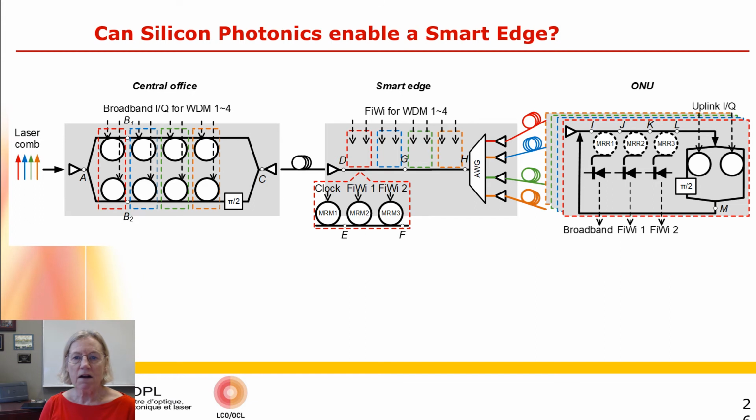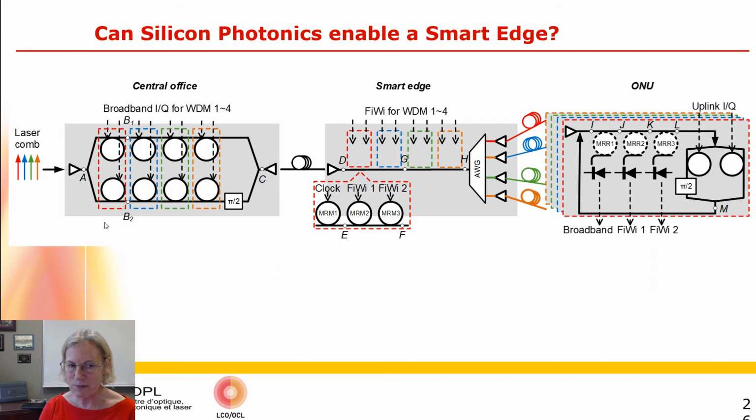So here are three different ways that silicon photonics can help us enable the smart edge radio access network. I divide the network into three locations. There's the central office, there's the smart edge of the network, and there's the customer premises or optical network unit, ONU, hardware.